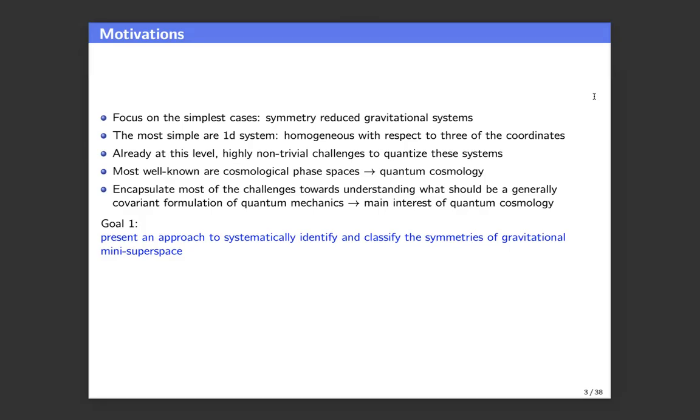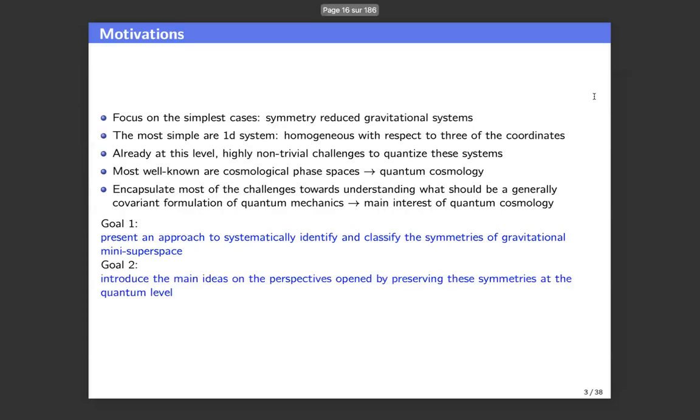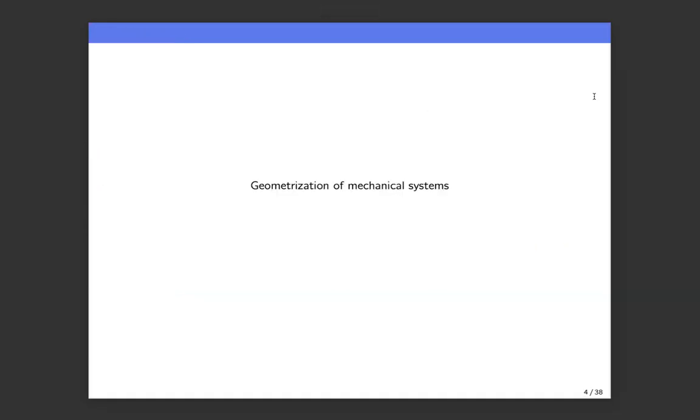So the first goal of this talk will be to present an approach to systematically identify and classify the symmetries of the gravitational mini-superspace, and have in mind both cosmology and black hole mechanics. The second goal is to introduce the main idea on the perspective that this work, so identifying this symmetry, opens when you try to preserve this symmetry at the quantum level, and in particular in order to build a dictionary with other interesting many-body systems. Okay, so let me start with the geometrization of a mechanical system.